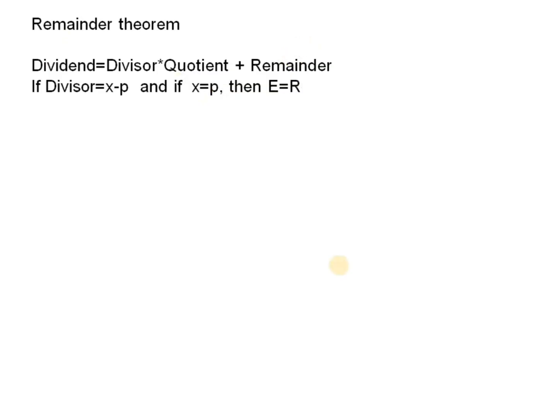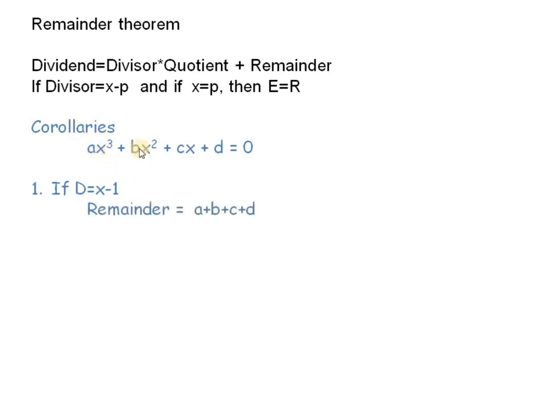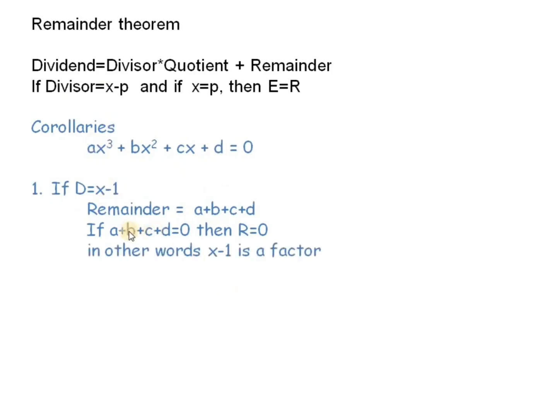Let us learn some more information which can help us: a couple of corollaries. Let us take this basic equation again. If the divisor is x minus 1, then we substitute x equal to 1. So 1 in place of x, then what do we get? Our remainder will be a plus b plus c plus d. If the remainder is 0, then this divisor is a factor of our main expression, the cubic equation. So we need to remember that whenever the sum of coefficients is 0, then x minus 1 is a factor.